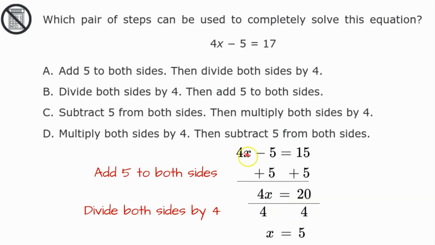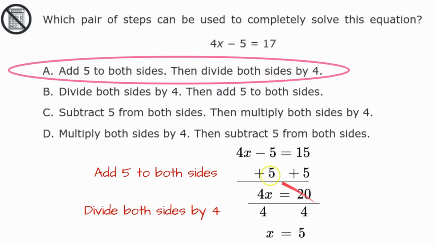Check it. 4 times 5 is 20. 20 minus 5 is 15. So this checks. So add 5 to both sides checks with my first step, then divide both sides by 4 checks with my second step. So now I don't even need to second guess any of this because I showed my work. I'm very sure of my answer of A.